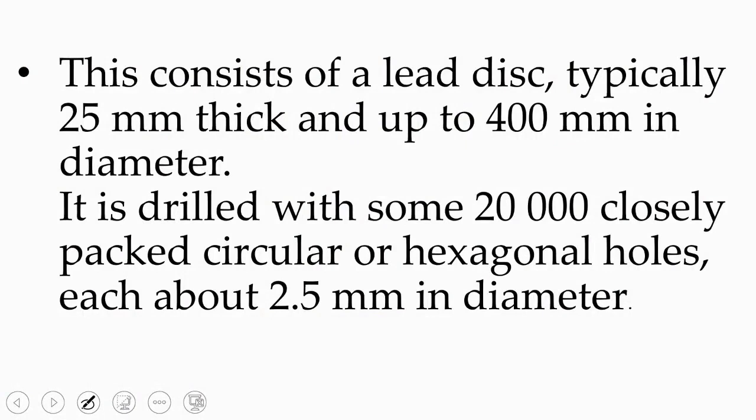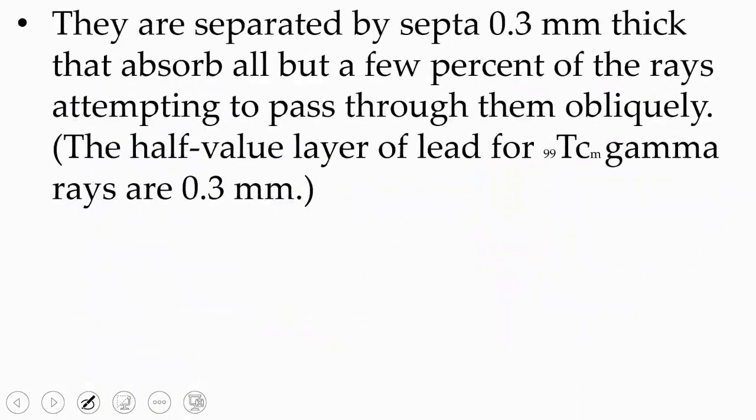The collimator also has a field of view or diameter of about 40 centimeters or 400 millimeters, and the thickness is around 25 millimeters. The count of these holes reaches about 20,000, and they take the shape of either circular or hexagonal holes with a diameter of about 2.5 millimeters. The thickness is about 0.3 millimeters for the gamma absorber that comes with a scattered angle.